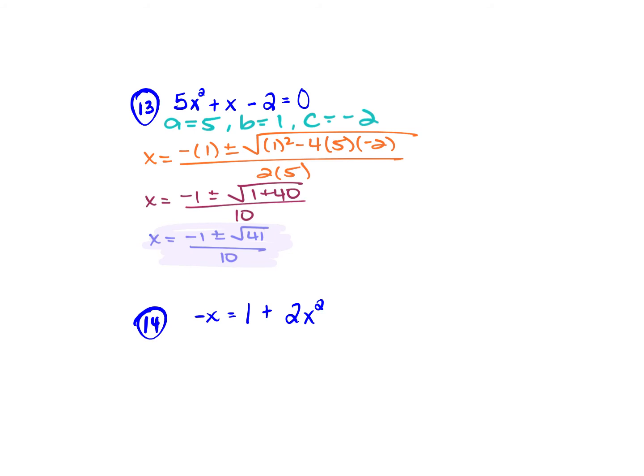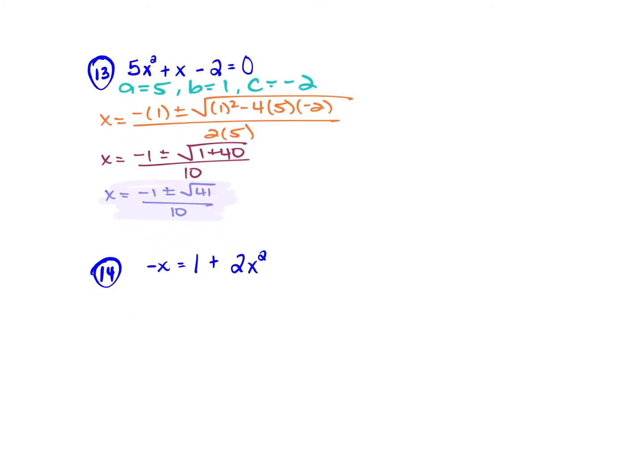For number 14, you have negative x is equal to 1 plus 2x squared. Move that x over, add it to both sides. When you rewrite this, write it in standard form. So you're going to have 2x squared plus x plus 1 is equal to 0. Your a is 2, b is 1, and c is 1. Again, use your quadratic formula.